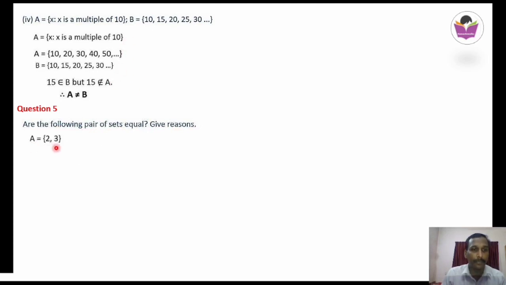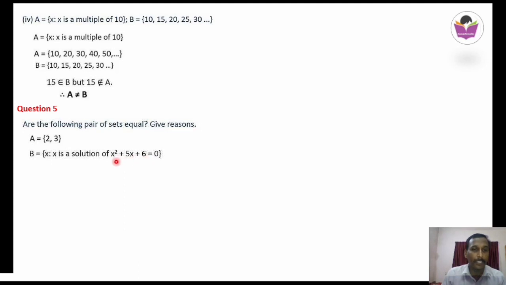A is equal to the set of 2, 3 and B is equal to the set of x such that x is a solution of x square plus 5x plus 6 is equal to 0. This is okay because we know the elements, but here it is mentioned in set builder form, x is a solution of x square plus 5x plus 6 is equal to 0. It means we have to find out what is the solution of this equation. And this is a quadratic equation. It is quite familiar. We have learned in class 10. We know different methods to solve this equation to find x.